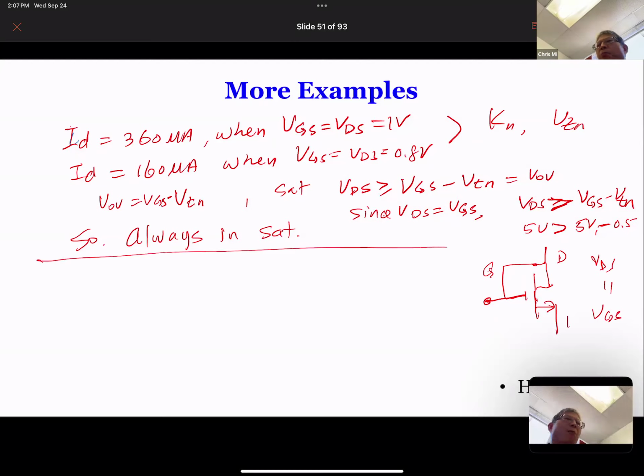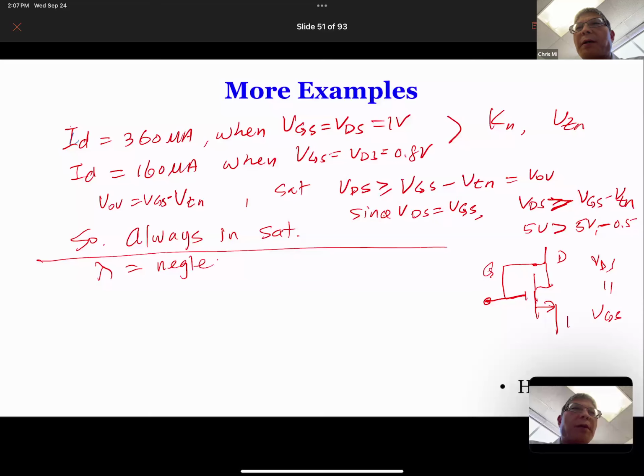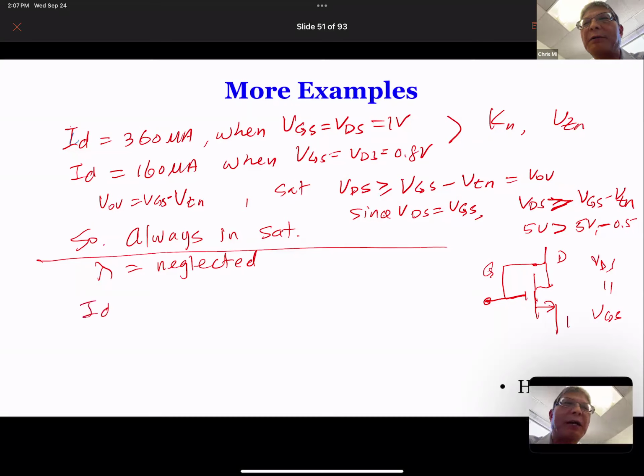Okay, so now we know it's in saturation, and lambda has to be neglected. If it's not neglected, it has to be given. Otherwise, you can't solve for the solution. So if lambda is neglected and it's in saturation, we can write the equation now. It's going to be 1/2 Kn times VOV squared.